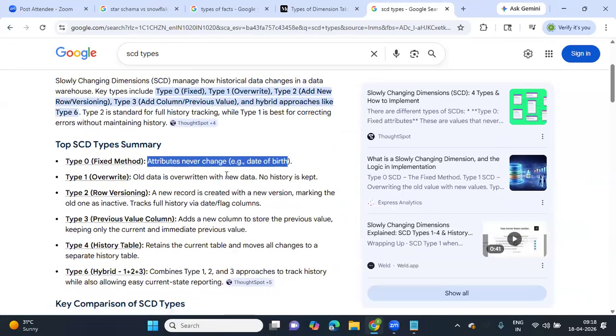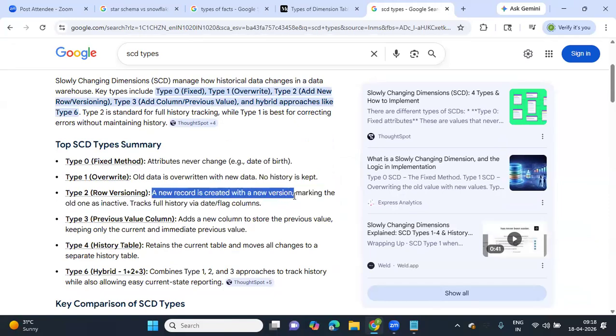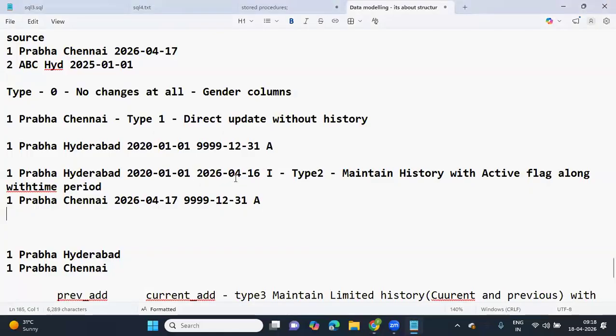Type 1, old data is overwritten with new, no history is maintained. We are just replacing Hyderabad with Chennai. And type 2, we maintain versioning. A new record is created with the new version, making the old version inactive. It tracks the full history. We have already seen that. Version means the different historical data.